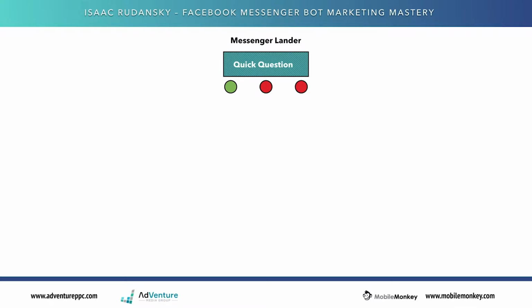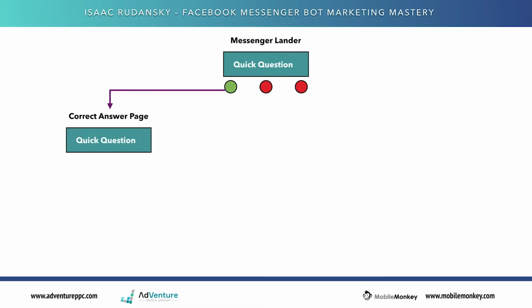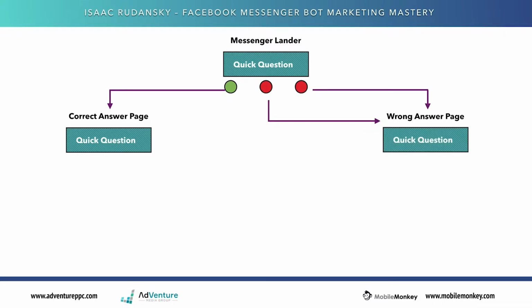So the first page we're going to send people to is what I'm going to call the messenger lander. That's going to have a quick question. That's going to offer them 3 options of how many minutes it takes for the hangovers to go away. So I have the green one as the right answer. And if somebody selects the right answer, they're going to be pushed into the correct answer page. And that correct answer page will have its own flow. If a user selects either of the two incorrect answers, they're going to be sent to the wrong answer page.